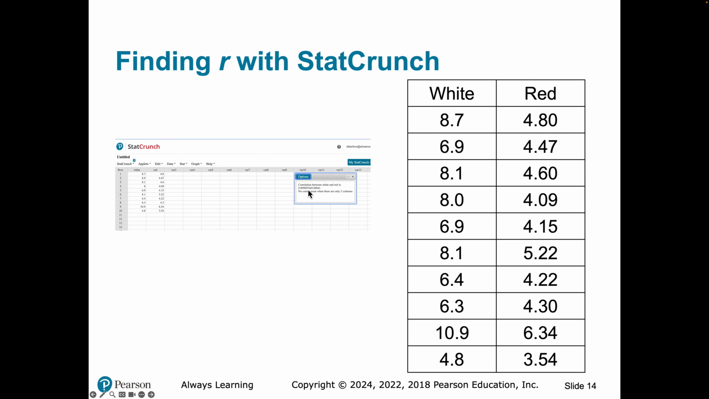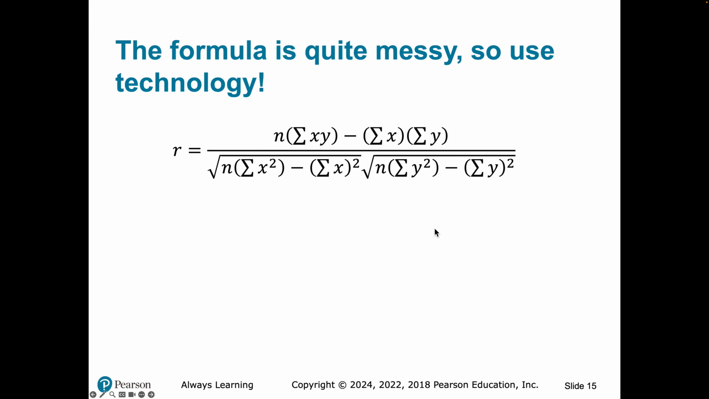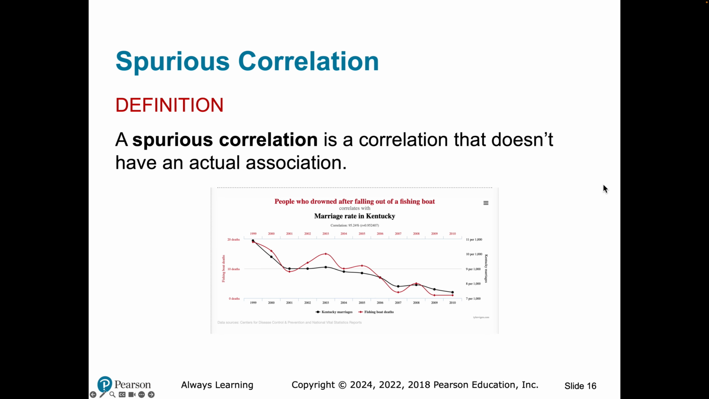So it gives you the correlation coefficient for the sample estimate, same thing we got before, and in parentheses it will give you the p-value. It doesn't give you the test statistic, which in my opinion is not good. And there may be a way to get that on StatCrunch, but I haven't figured it out yet. Again, I'm not a huge StatCrunch fan, as you know. So the formula is quite messy. So we will always use technology to find our correlation coefficient for the sample.